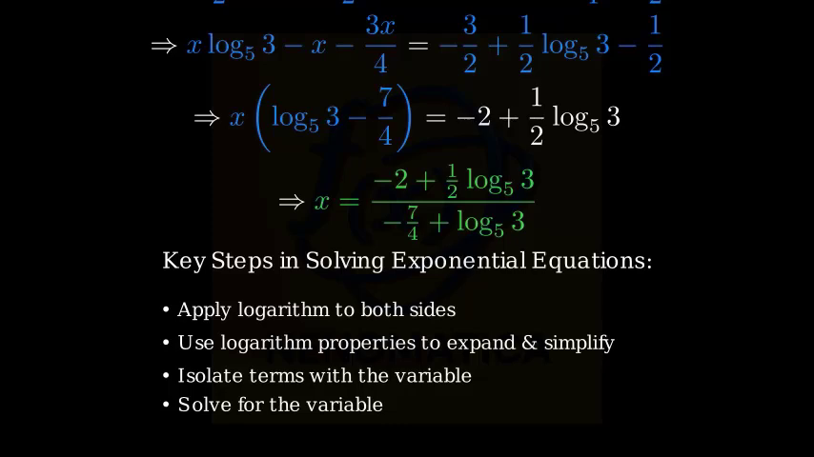Let's summarize the key steps we followed. First, we applied logarithm base 5 to both sides of the equation. Then, we used logarithm properties to expand and simplify both sides. We rearranged terms to isolate those containing the variable x. Finally, we solved for x to get our answer. This approach can be applied to many types of exponential equations. Remember that logarithms are powerful tools when dealing with exponential terms.